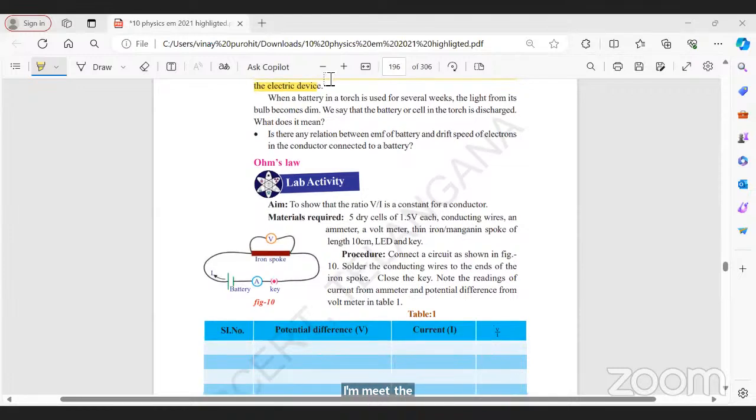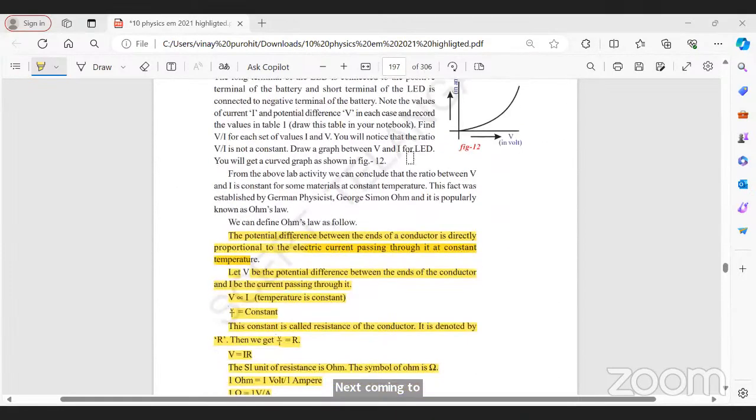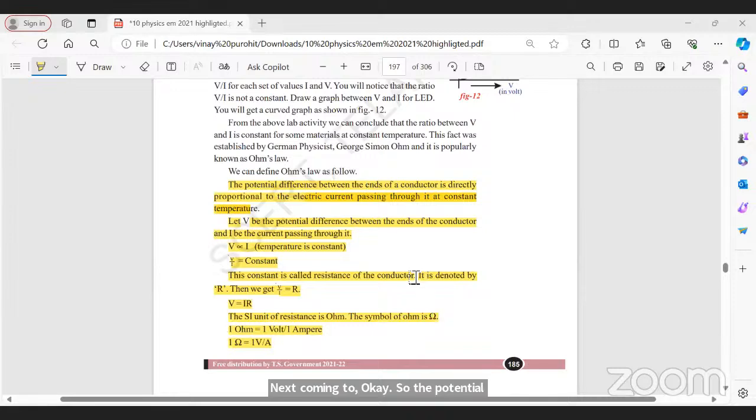Next, coming to Ohm's law. The potential difference between the ends of a conductor is directly proportional to the electric current passing through it at a constant temperature. So if V is the potential difference between the ends of the conductor and I is the current passing through it, V is proportional to I. Here temperature is constant. So V by I is equal to a constant, and this constant is called the resistance of the conductor, denoted by capital R. So V by I is equal to R, where V is equal to IR.